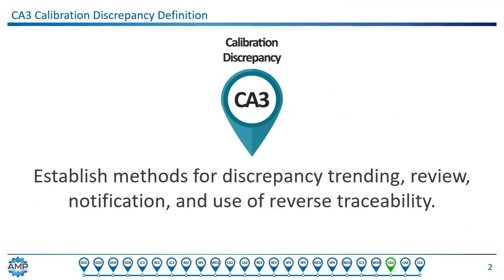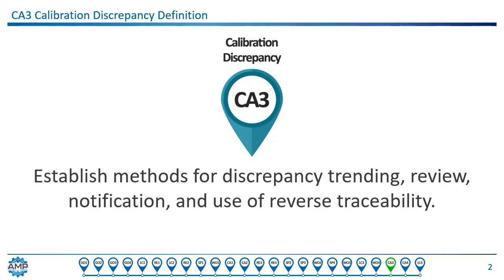Calibration Discrepancy establishes methods for discrepancy trending, review, notification, and use of reverse traceability. What happens when we find a discrepancy? It depends on where we find it. An out-of-tolerance or OOT finding in a critical instrument is one thing. A finding on a not-so-important instrument is another. What about the MTE device itself being out of tolerance? What about the standard that we use to verify the MTE being out of tolerance? How do we tell our customers about each of those?